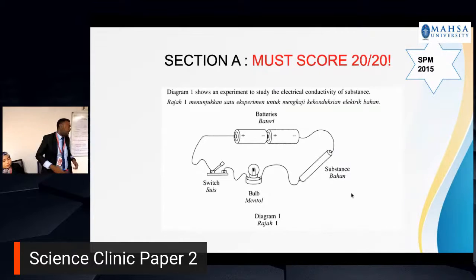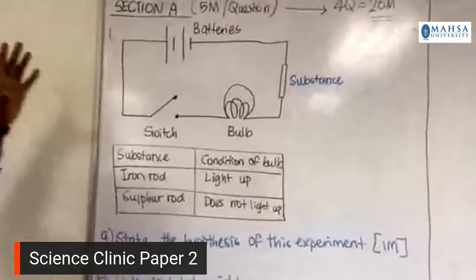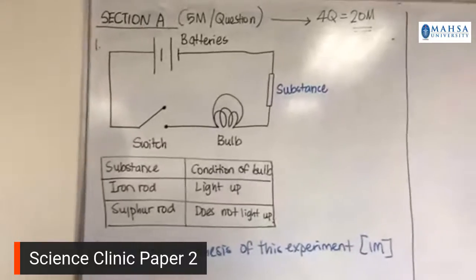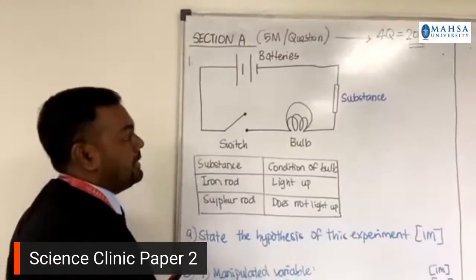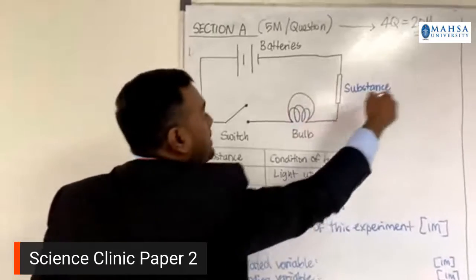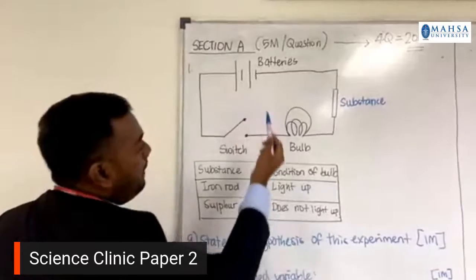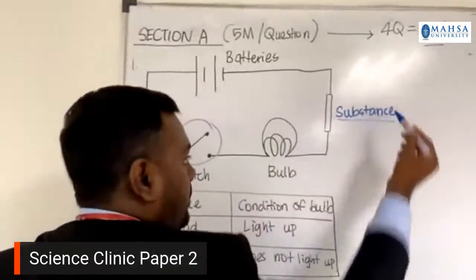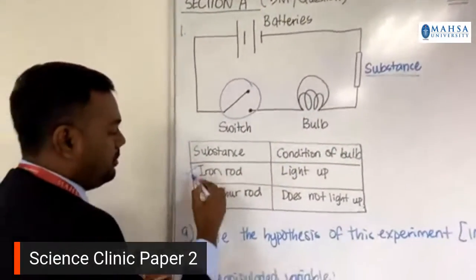I'm going to teach you the first question. If you look at the first question in section A, it is an experimental question. Here, this is the concept of metal and non-metal. You are given one set of circuit consisting of batteries, a switch, a bulb, and a substance. What happens if I close this switch and we have a substance? After the experiment has been conducted, they tested with 2 types of substance.